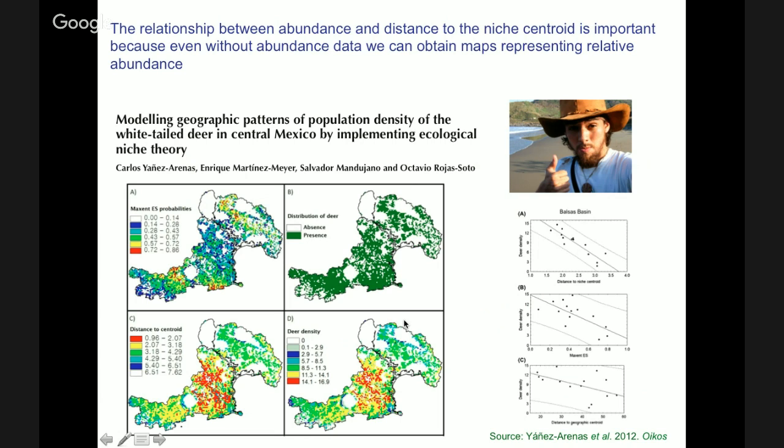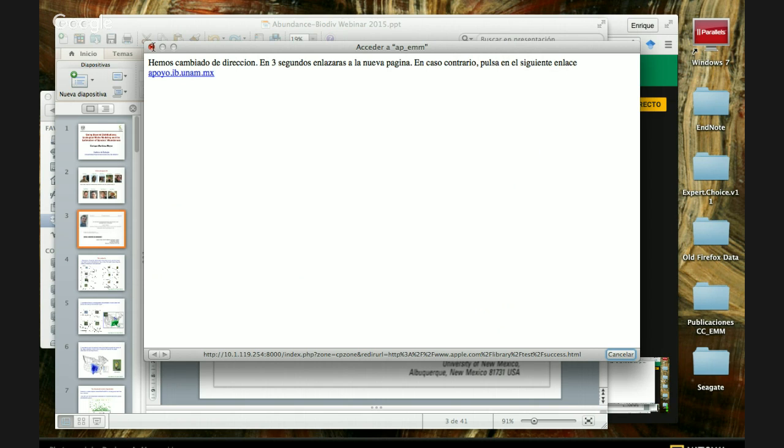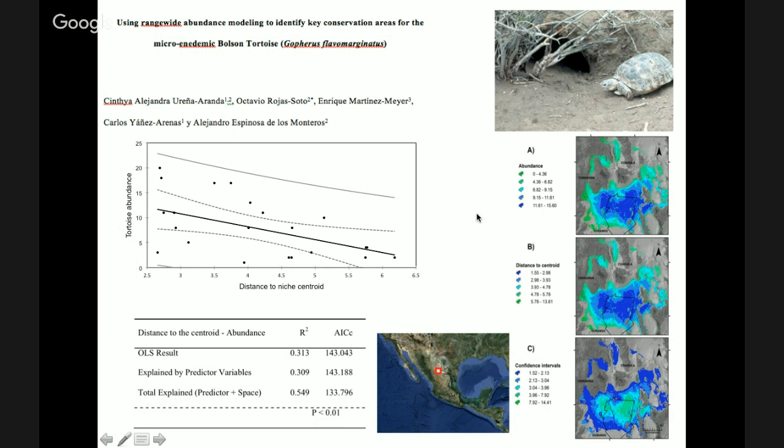So in other words, if we don't have any abundance information to test the relationship between abundance and distance to the niche centroid, we have some confidence that mapping the distance to the niche centroid is a good proxy for relative abundance, at least. And this is another study with the land tortoise, the Mapimi tortoise, made by another master student, Cynthia Ureña.